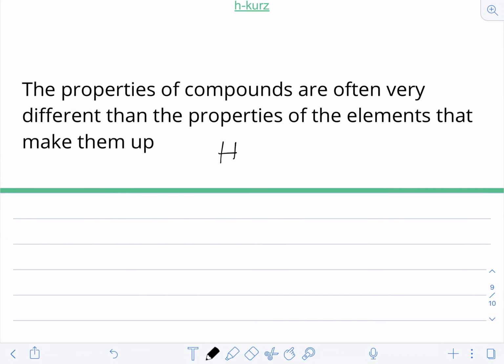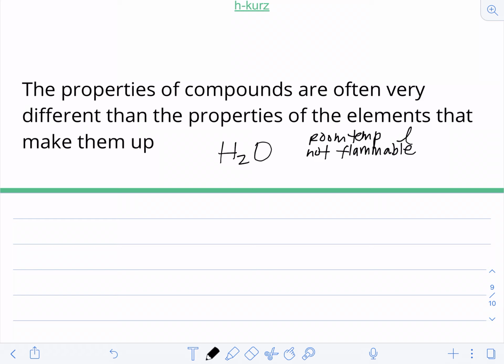Water. You guys are all super familiar with water. At room temperature, water is a liquid. It is not flammable. Those are basically the two properties I wanted to talk about.